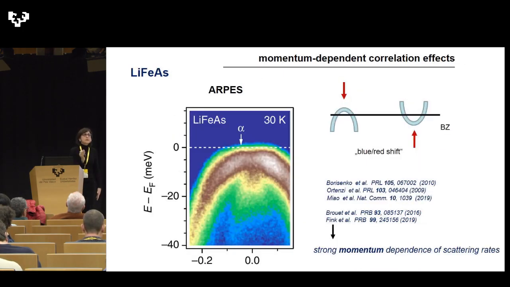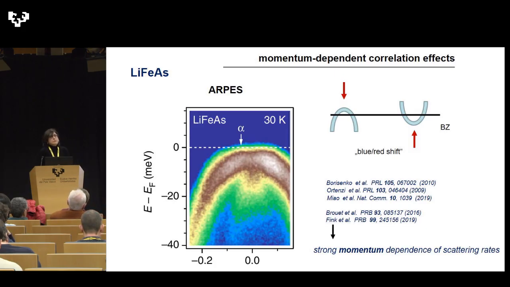And moreover, there is another issue in the experiments that DMFT is not able, by construction, to reproduce. This is what the experimentalists call the blue-red shift, so that you have, in fact, a k-dependence of these correlation effects. At the gamma point, your hole pockets get shrunk in the down direction, while your electron pockets at the M point get shifted in the other direction.